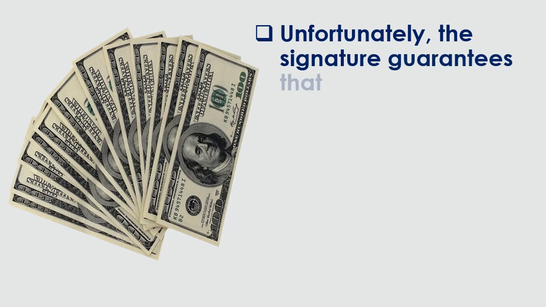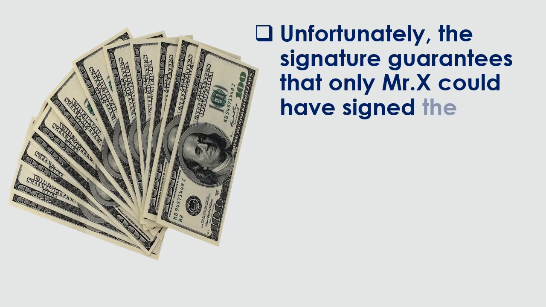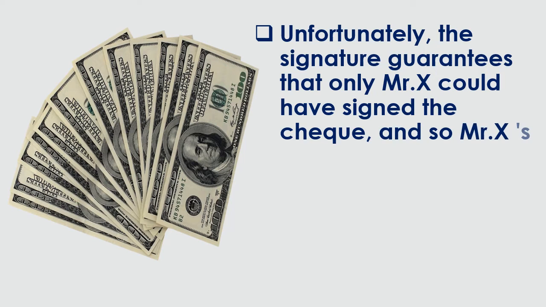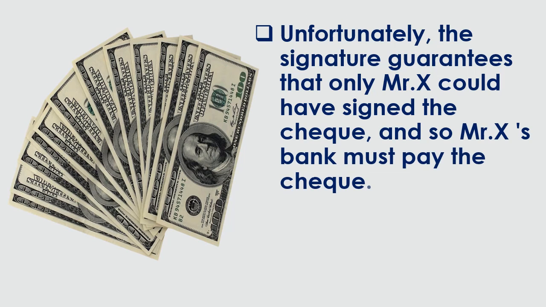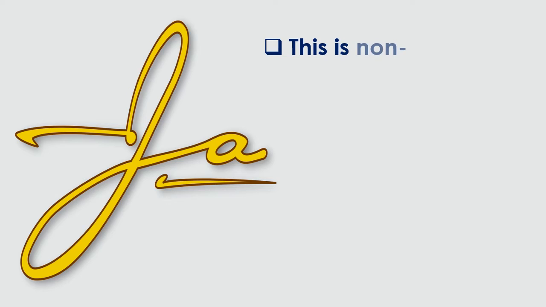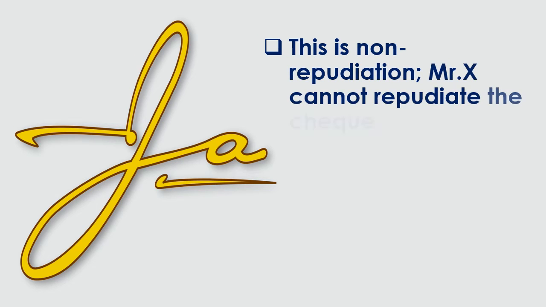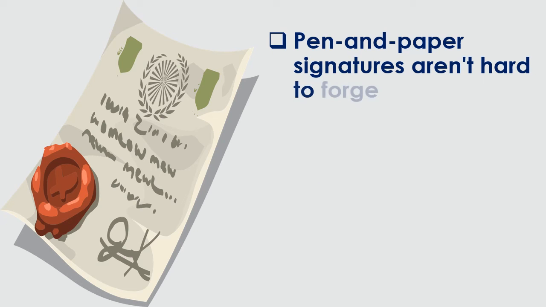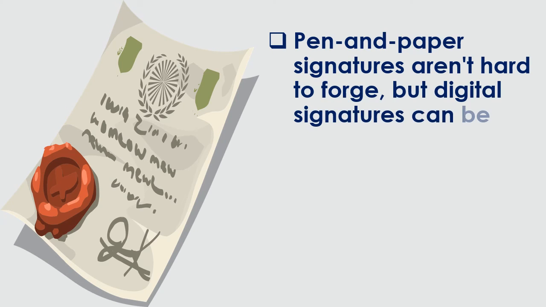Unfortunately, the signature guarantees that only Mr. X could have signed the check, and so Mr. X's bank must pay the check. This is non-repudiation. Mr. X cannot repudiate the check. Pen and paper signatures aren't hard to forge, but digital signatures can be very hard to break.